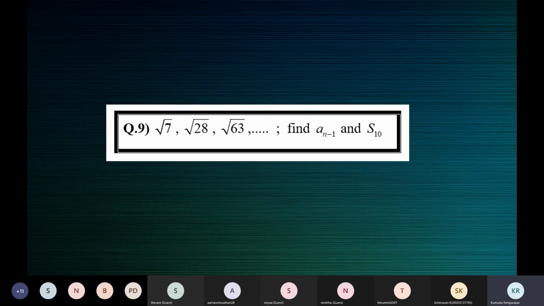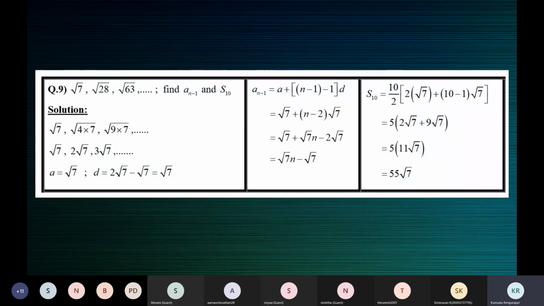This is simple, children. Practice this. I'll show you the answer slide. Take down the question.